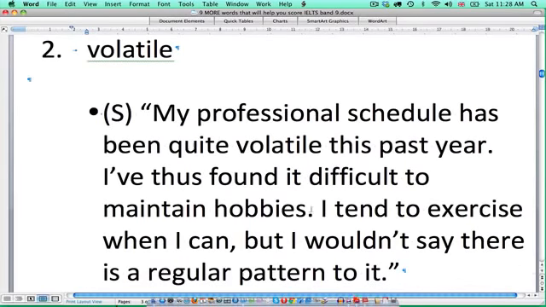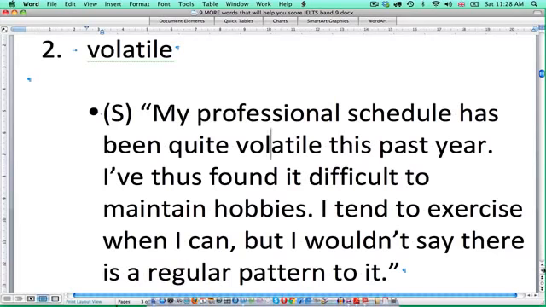Okay, and all we are saying here is that our work schedule is not a stable schedule. So maybe it's been bouncing around, and when we use the word volatile here, it's negative in nature, slightly negative. So because it's been unstable, it's been difficult to find time to engage in the hobbies that we enjoy.